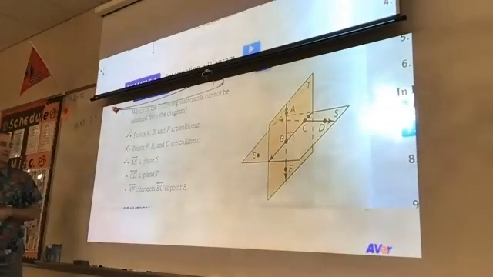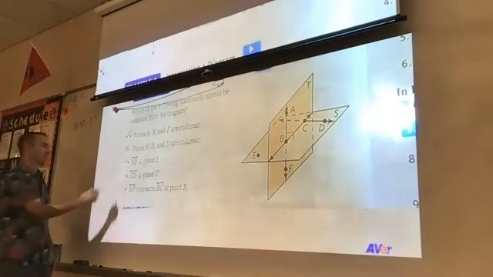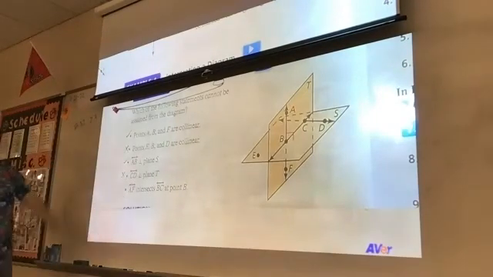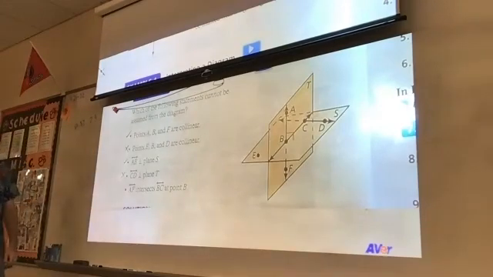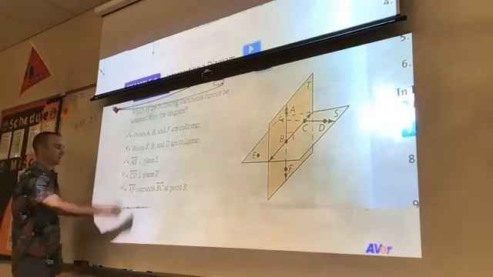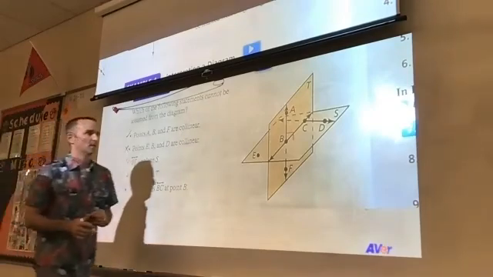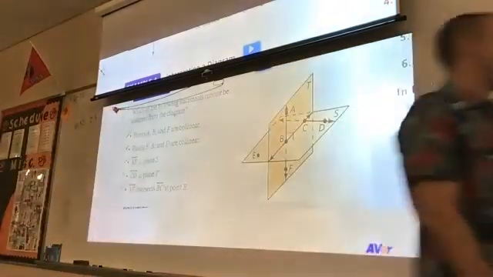Line CD is perpendicular to plane T. False. We cannot say that. It probably isn't anyway, but there's no marking or anything, so we can't say that. AF intersects BC at point B. Yeah, absolutely. We can say that. Okay, good. All right. Last thing that I want to talk about.